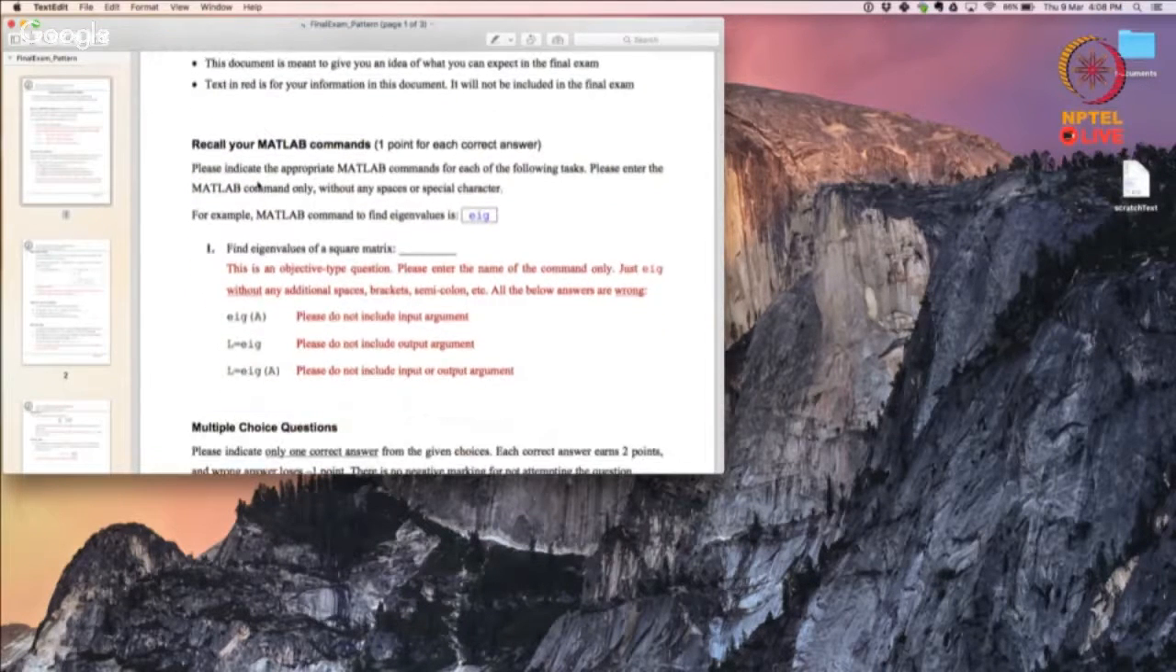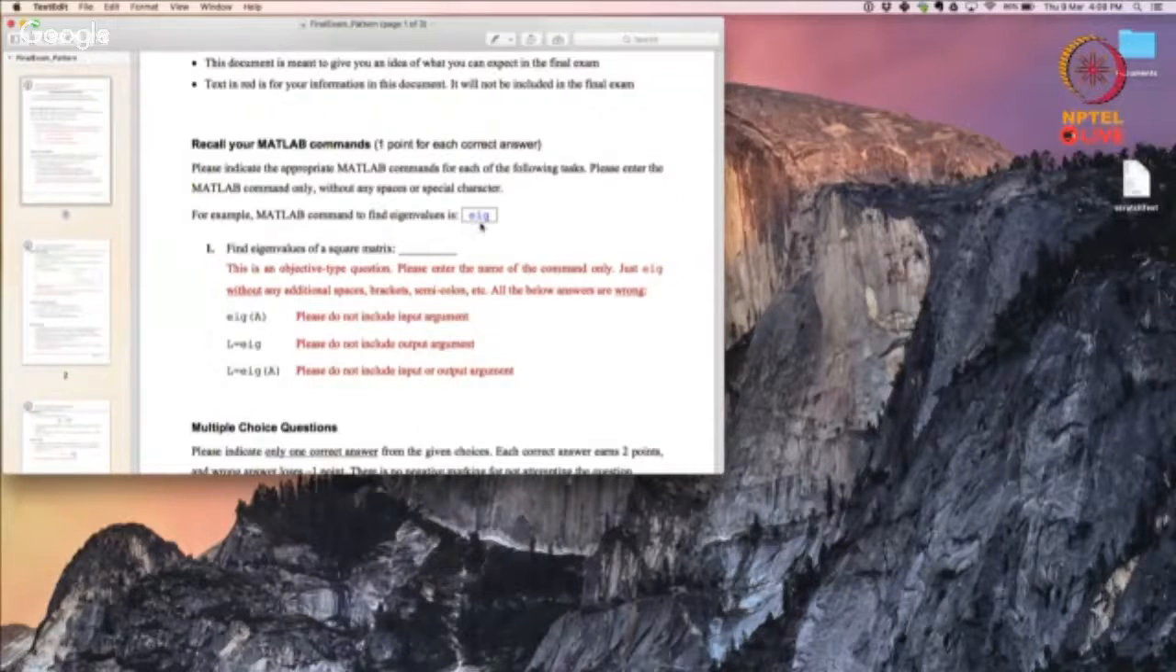Okay. So there will be 5 questions of this type: recall your MATLAB commands, 1 point for each correct answer. The 1 point gives you an indication of what we expect from this question. We expect something very straightforward. There's no trick or anything involved in this question.